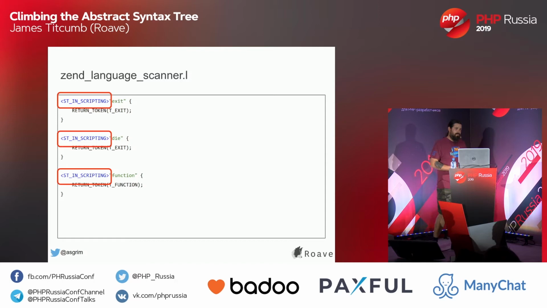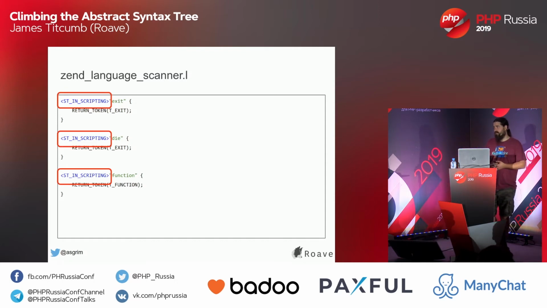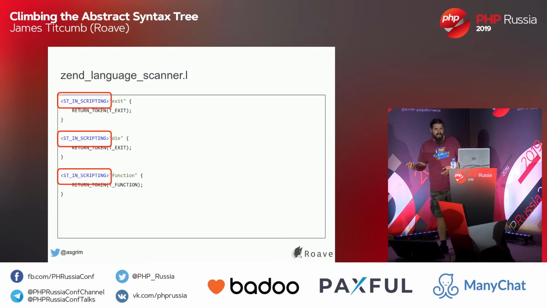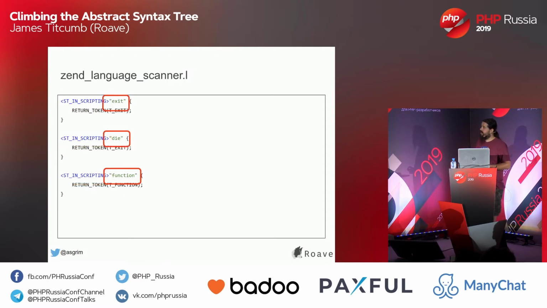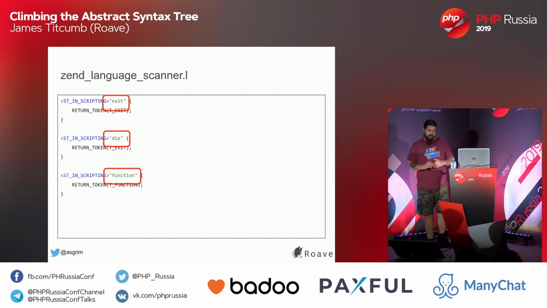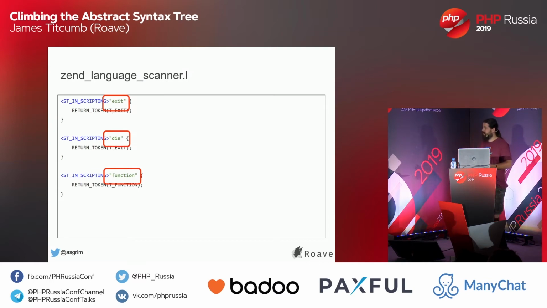This particular one is when we're scripting. That's the normal default state. There are other states, like I'm inside double quotes, or I'm inside heredoc or nowdoc and things like that, so we can have different expectations there. The next part is the token itself. This is just basic strings in these cases. There's nothing too complicated: exit, die, and function.